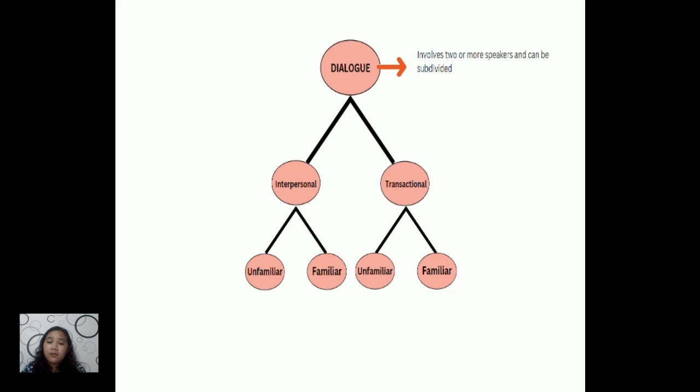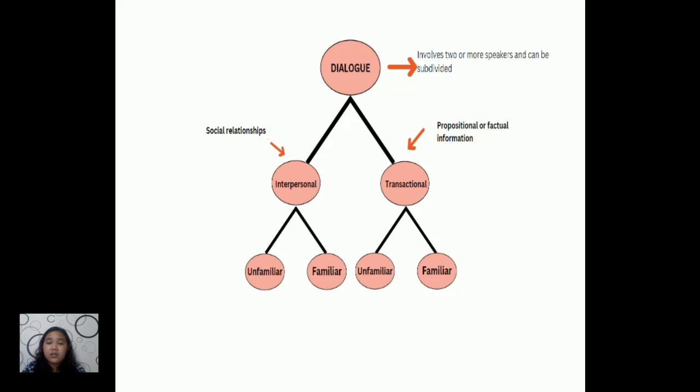So now let us proceed to the definition of a dialogue. Dialogue involves two or more speakers and can be subdivided into those exchanges that promote social relationships or interpersonal and those for which the purpose is to convey propositional or factual information for transactions.